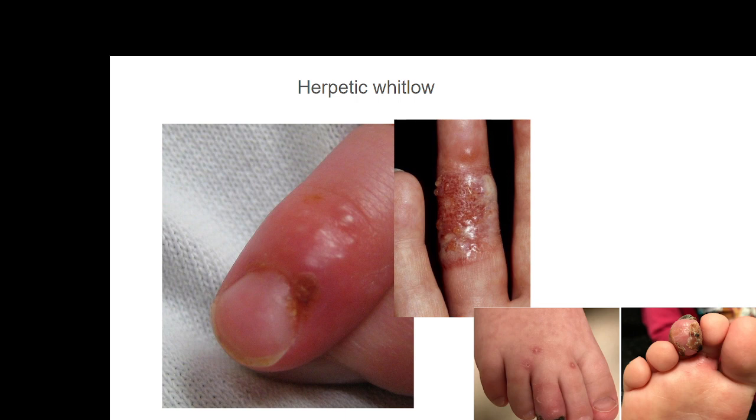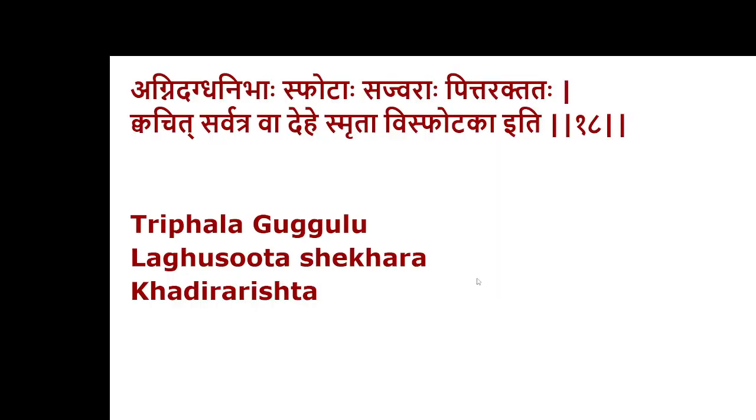Herpetic whitlow can present with these eruptions over the finger area. The nail bed may be slightly involved. Either it could be in the lower limb or upper limb, most commonly the upper limb, though the lower limb can also present with the herpetic whitlow presentation. These are the typical presentations of whitlow.